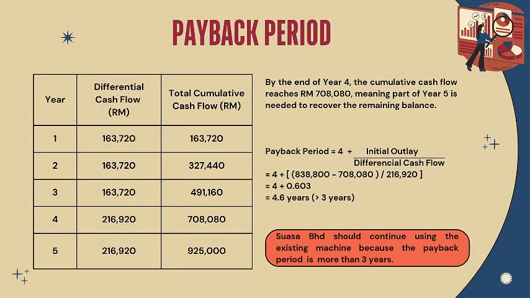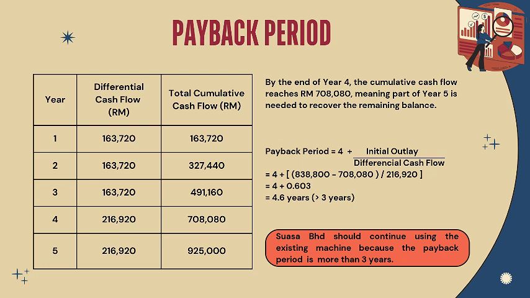Now let's move on to the payback period calculation. First, we calculate the cumulative cash flows for each year. As you can see from the table, in year 1, the differential cash flow is 163,720, and this is also the cumulative cash flow. By year 2, the cumulative cash flow increases to 327,440 after adding another 163,720. Similarly, this pattern continues until year 4, where the cumulative cash flow reaches 708,080 ringgit.